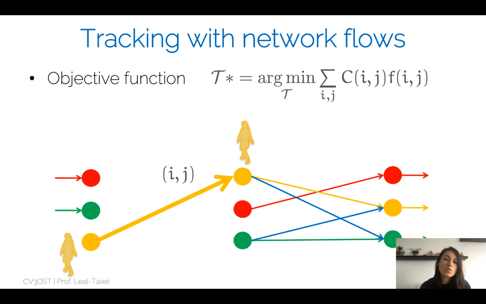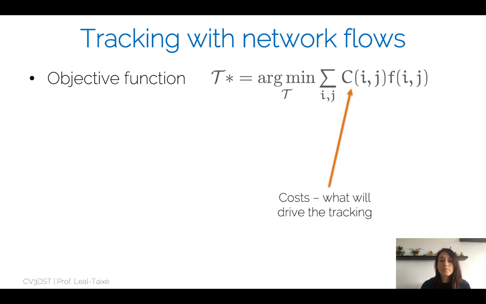So again, the two nodes represent two detections, and the cost c_ij represents how similar these two detections are. Low cost is good, the two detections are very similar. High cost is bad. So essentially this cost is what is going to drive our tracking.